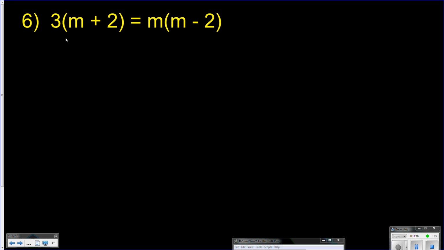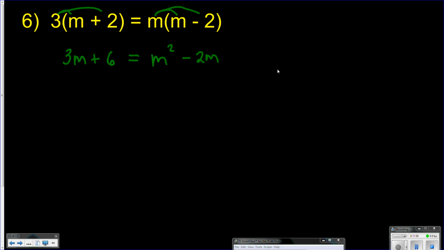Problem 6. 3m, or 3 times the quantity of m plus 2 equals m times the quantity of m minus 2. Going to start out here, simplifying each side using the distributive property. So we're going to do here and here. So we're going to have 3m plus 6 equals m times m gives us m squared. And m times negative 2 gives us negative 2m. This side is simplified. This side is simplified.